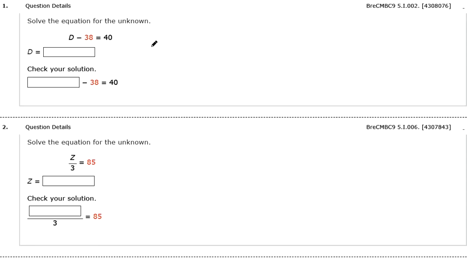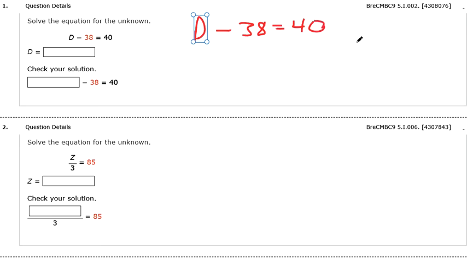Okay, so question 1 here. We're moving into chapter 5 of our textbook. Question 1, question 2. The first questions are just helping us practice the skills of algebra, because we're going to need to be able to apply them in word problems. When we make the equations in word problems, we'll want to know how to finish solving them.